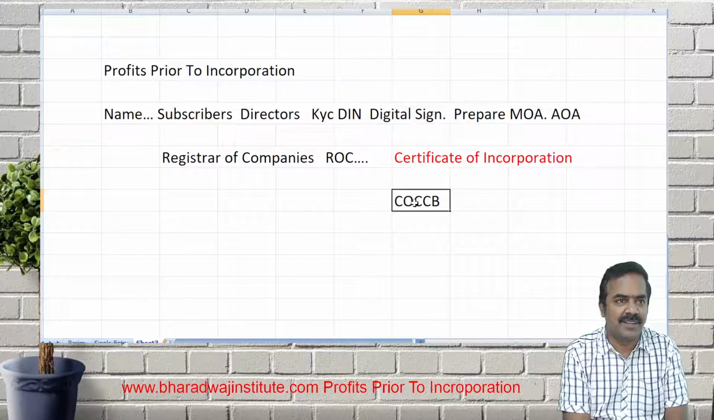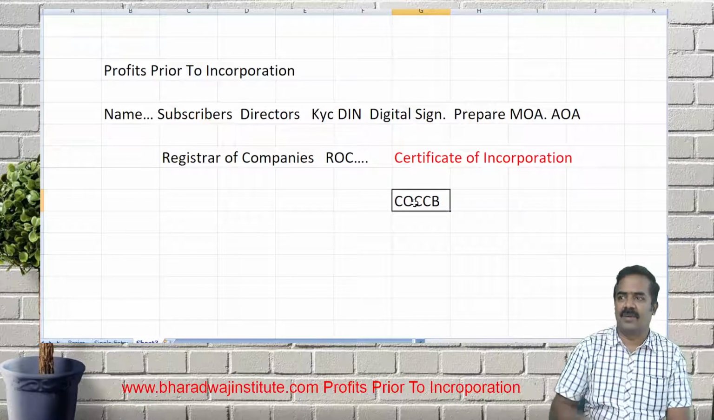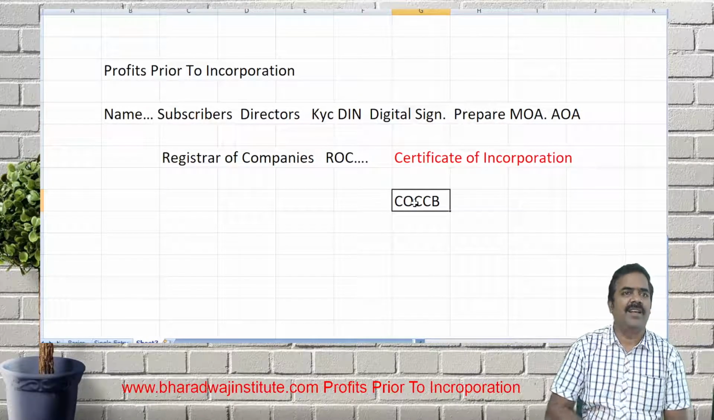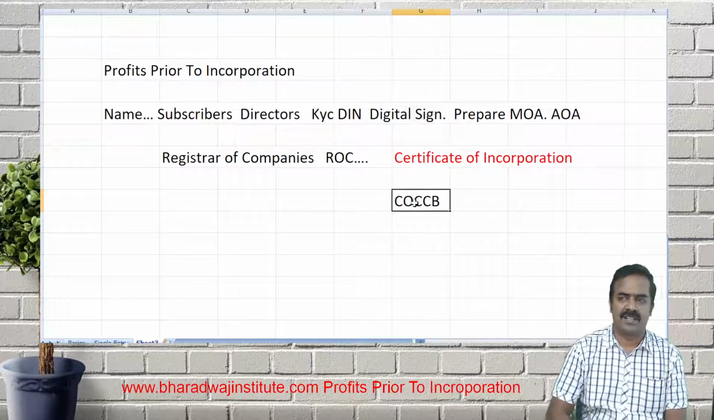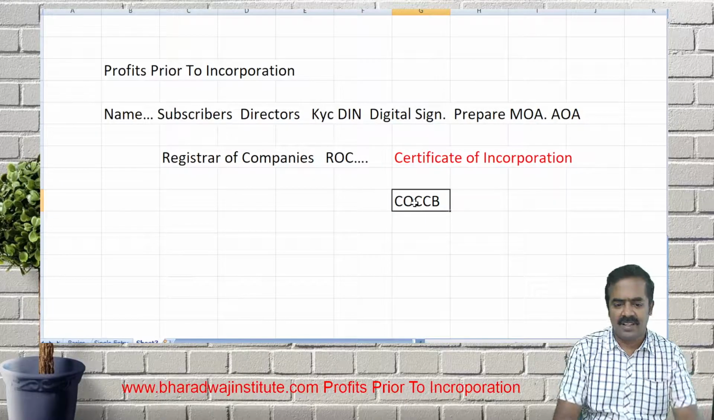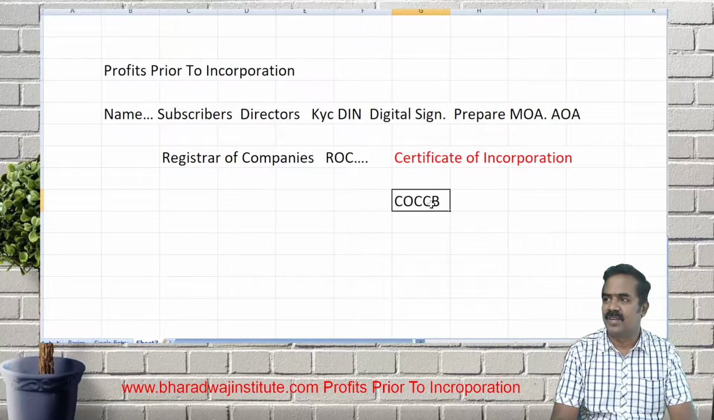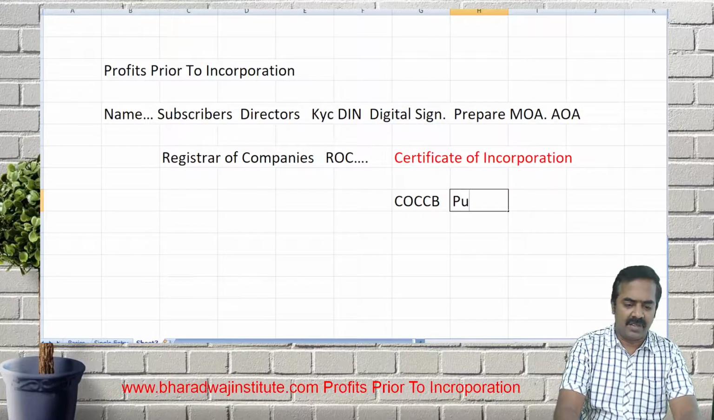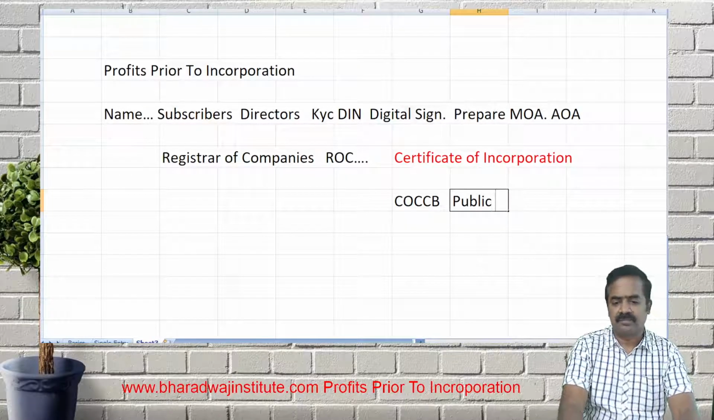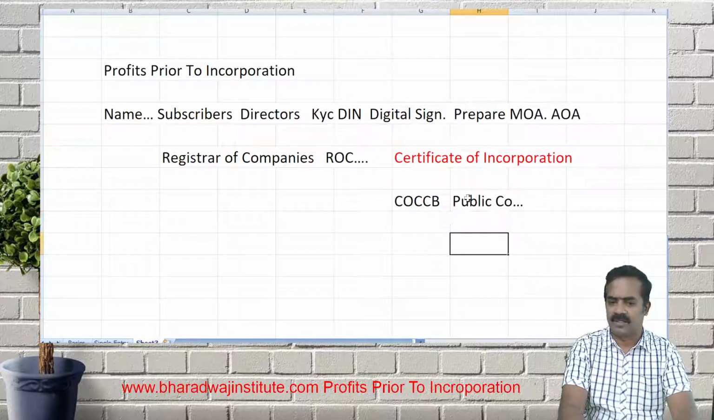I am ready for starting the business. I have done all the formalities. Financially I am ready. Legally I am ready. Yes, ready to start the business. You have to submit a lot of documents. Then you will be granted which one? Certificate of commencement of business. After this only which company can start? A public company can start the business.